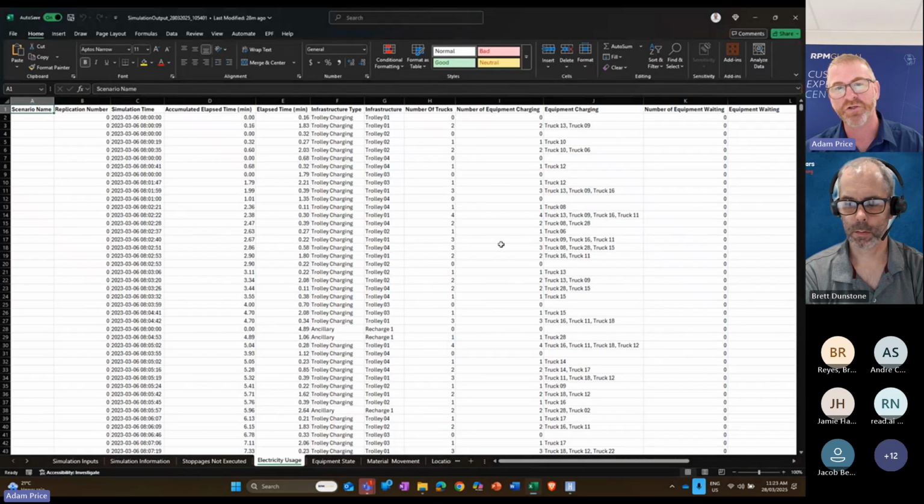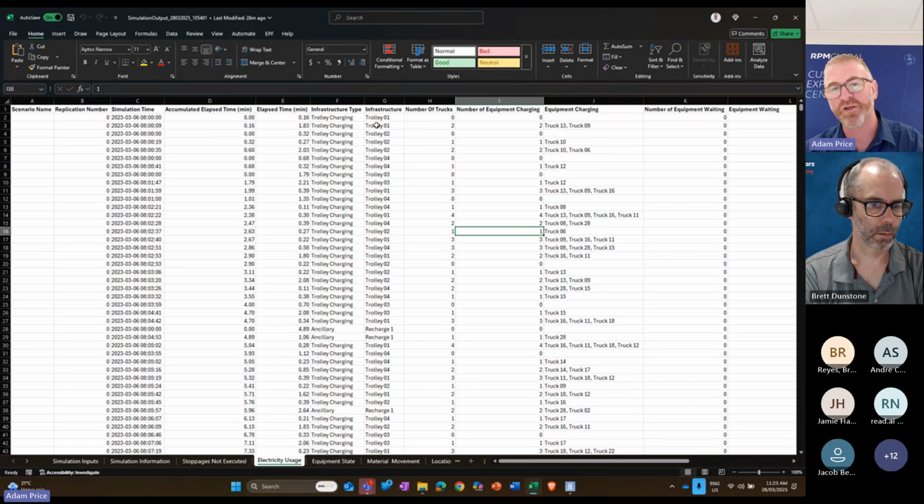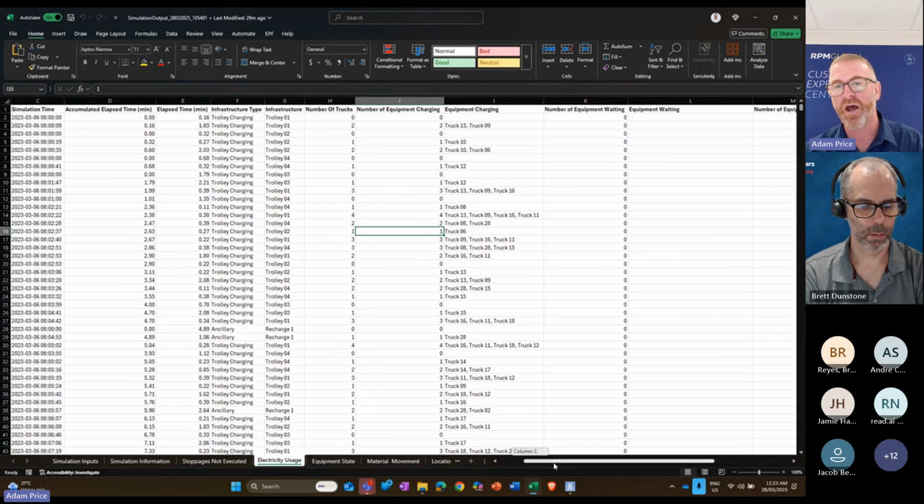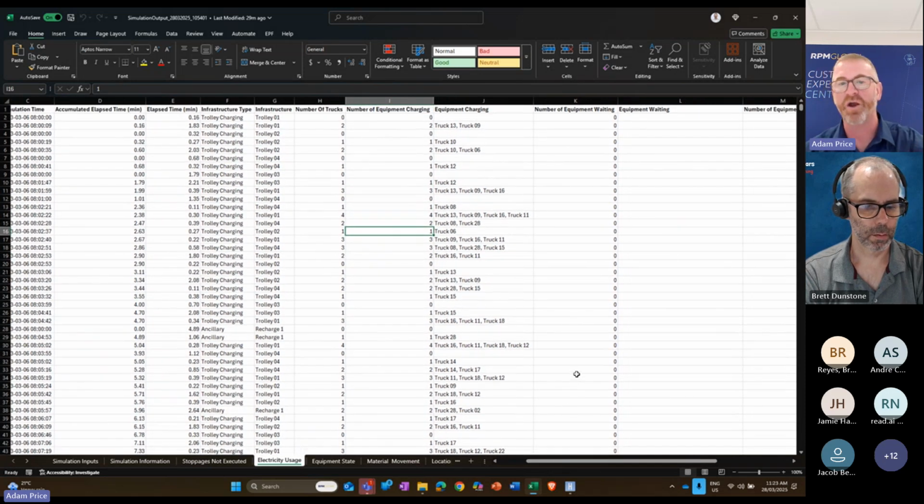But for the infrastructure guys, one of the nice things is being able to see exactly what's happening with your infrastructure. So here we can see for our trolley lines exactly how many trucks are using that trolley line at a time, what time that started and how long that lasted and all those sorts of things. And we do that for the trolley lines and the ancillary locations, so the other recharge locations, and there we can see how many trucks are actually charging and how many are waiting to be able to go and charge at any of those locations.